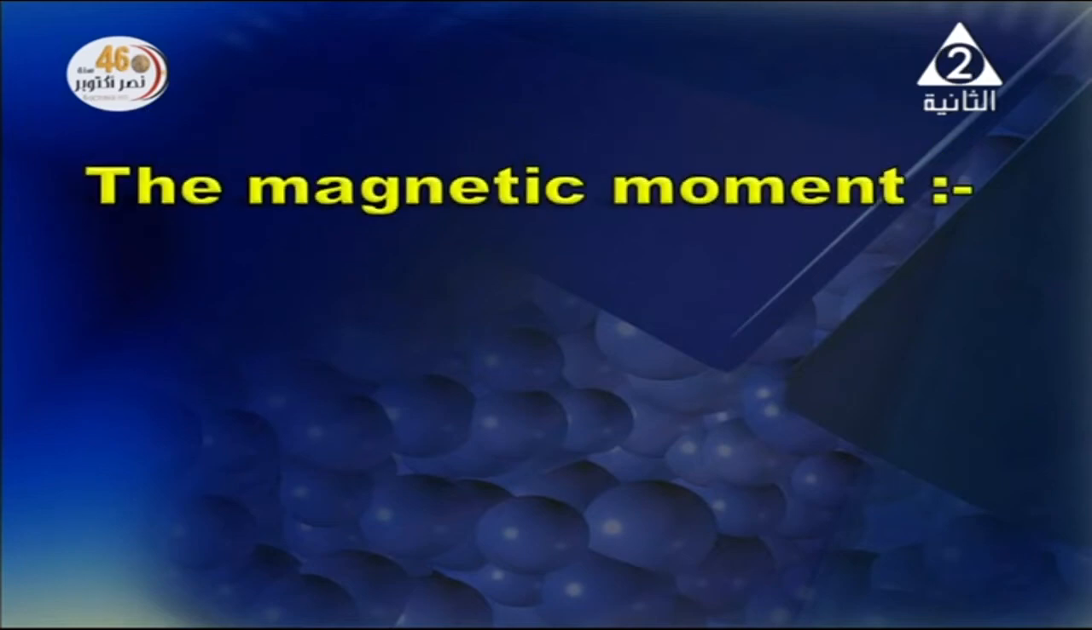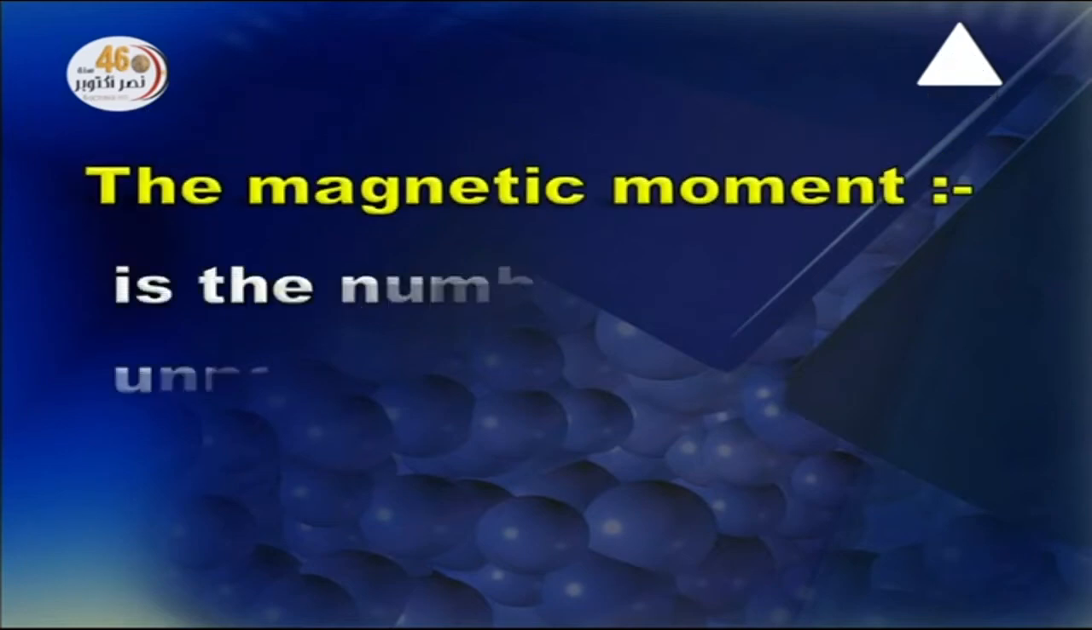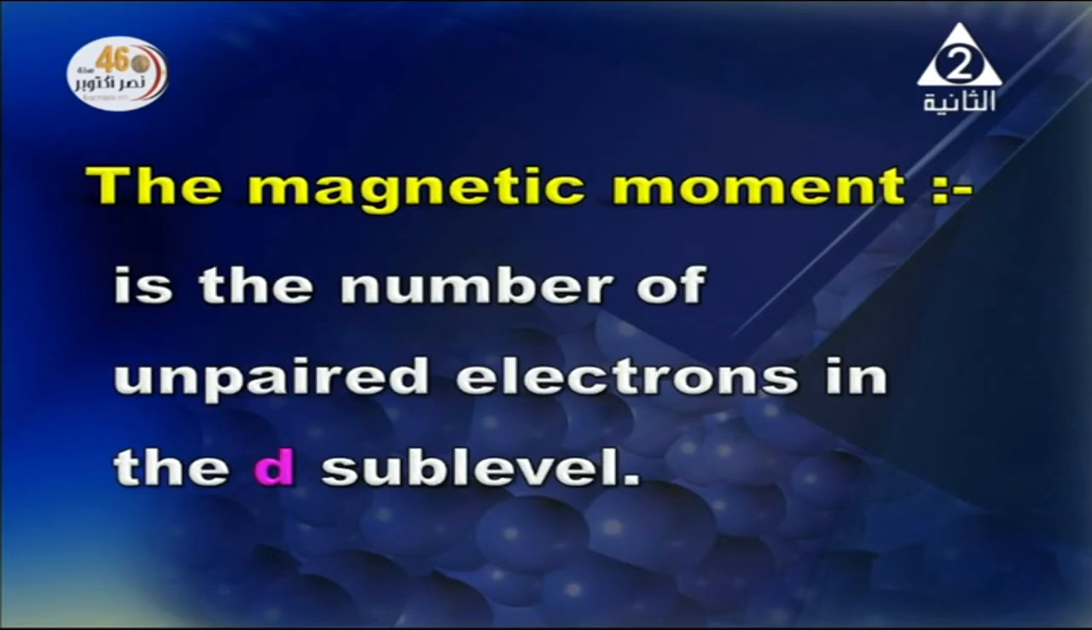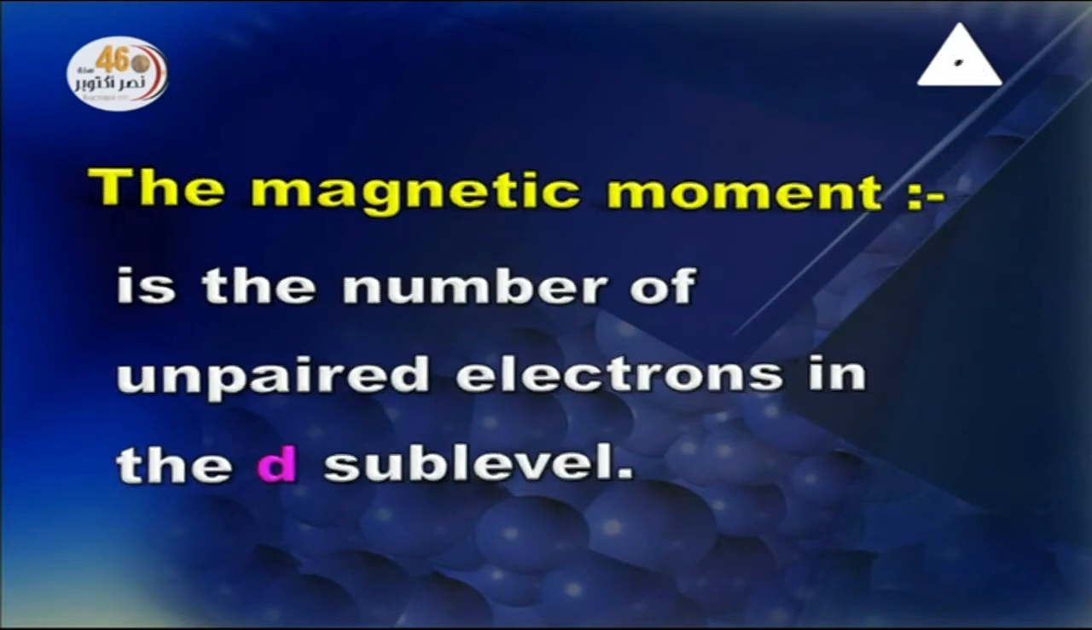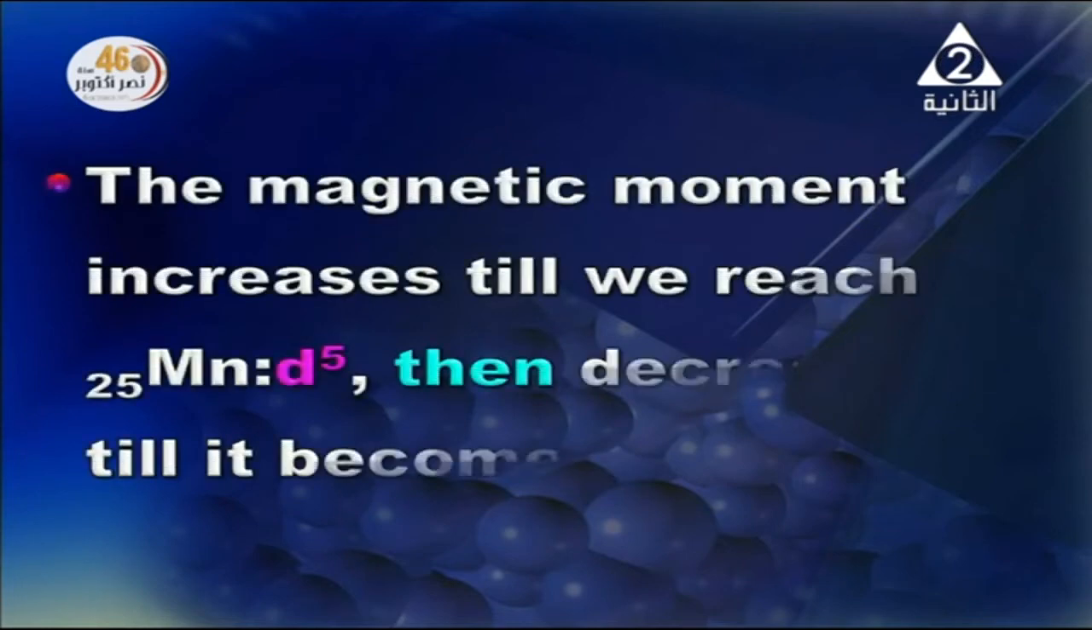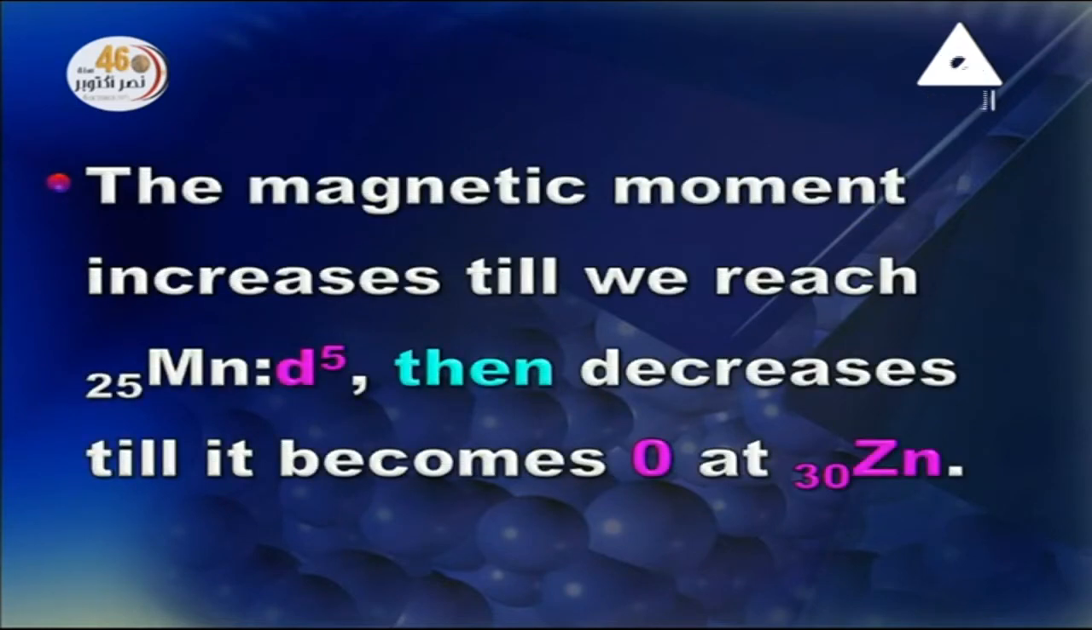My dear student, the magnetic moment is the number of unpaired electrons in the d sublevel. The magnetic moment increases till we reach manganese of atomic number 25, as its d sublevel has 5 electrons, and according to Hund's rule, we have 5 unpaired electrons. Then it decreases till it becomes 0 at zinc of atomic number 30, as it has no unpaired electrons.